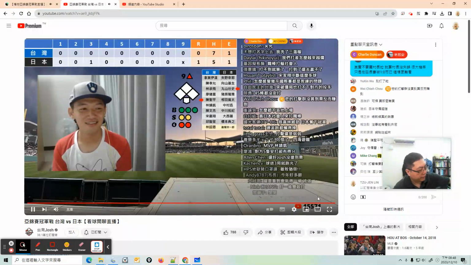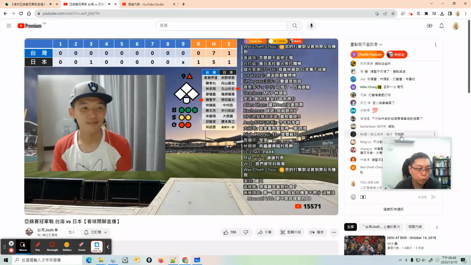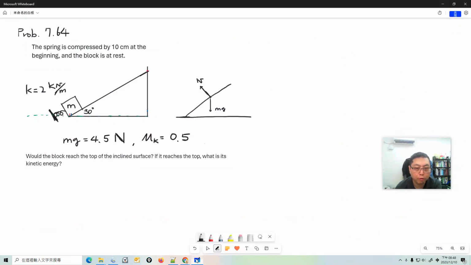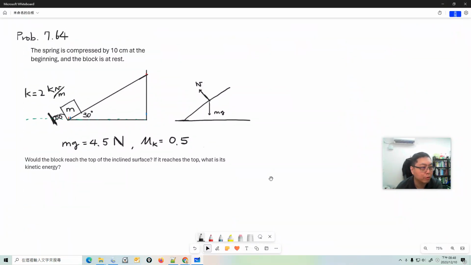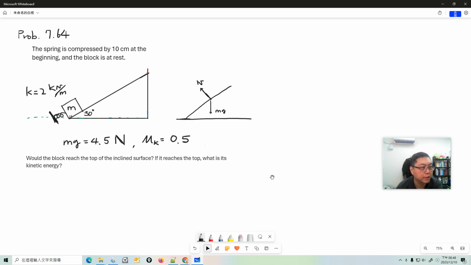Hello everyone. In this video, I'm going to show you an example for your homework problem. It's problem 7.664. And this is the setup of this problem. Initially, there is a block at the bottom of the inclined surface, and it's mounted on a spring.